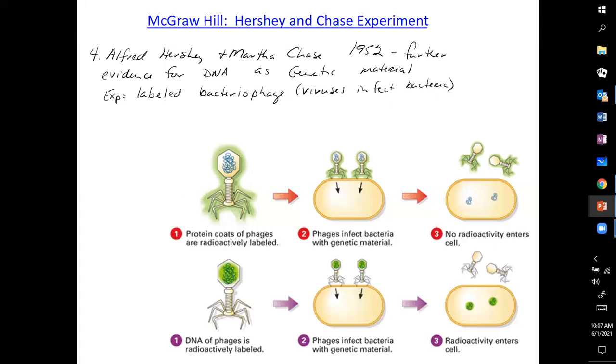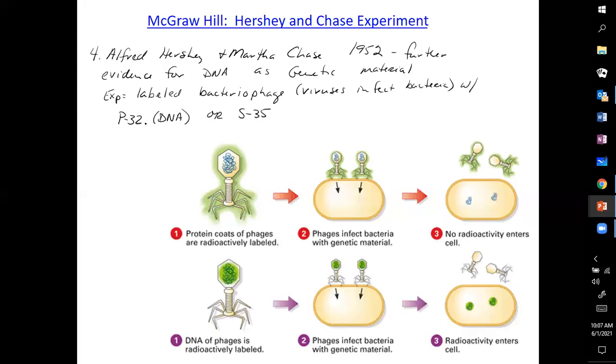Here's a little depiction of it. When we talk about coronavirus later, we'll talk some more about viruses in general, but here's a depiction. It looks like this little kind of alien spacecraft, right? With protein coat surrounding DNA on the exterior. So they label these bacteriophage, these viruses, with either or both P32, which is radioactive phosphorus. And when we get into the structure, we'll find out that that's going to label the DNA, making the DNA radioactive, or S35, which is radioactive sulfur.